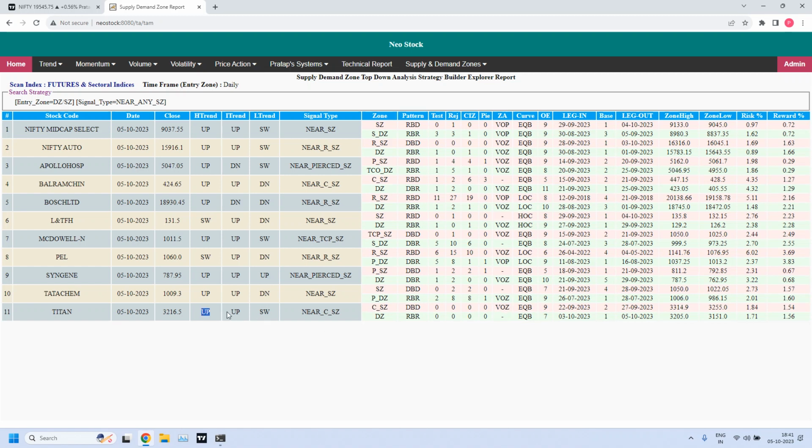And a trend, uptrend, and uptrend monthly, weekly, but here it is a sideways daily. That is a positive thing. If you go to the 75 minutes, if the trend is downtrend, you can give priority to this stock Titan.